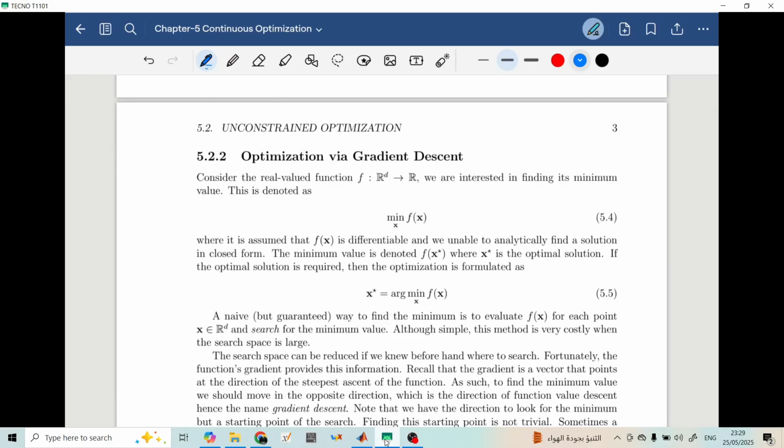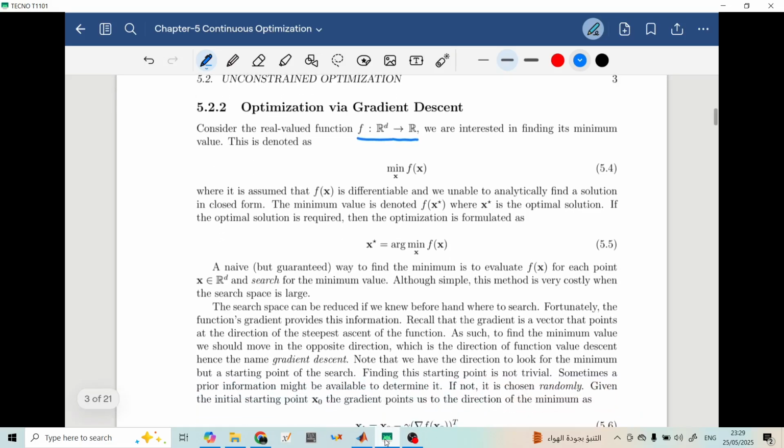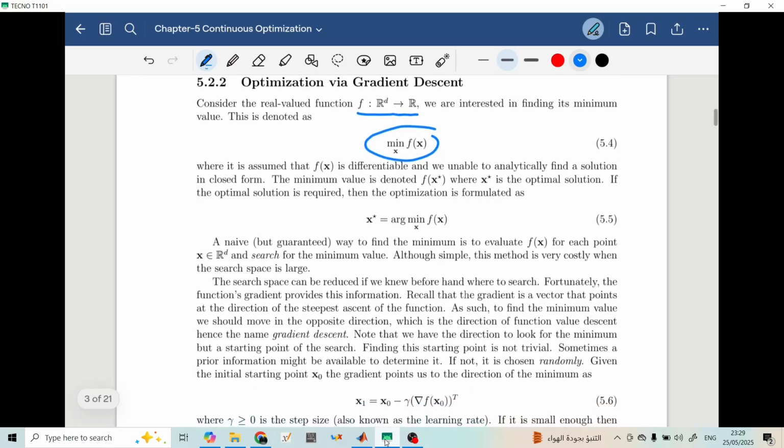Okay, now we've been talking about a scalar function. How about a multivariable function? So x takes a vector from R^d to a scalar value, right? We're still talking about unconstrained optimization now. So the form of the minimization problem is given in 5.4, right? The solution is denoted by x star, so this is the optimal value. This is called argmin. So this means give me the argument of the minimizer of f of x, right?